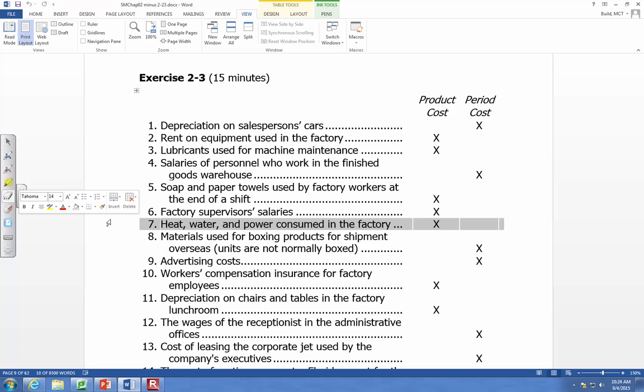Monica. Factory supervisor salaries. Product cost, that's clear. Direct or indirect labor? Indirect, because they're supervising. Good. Heat, water, and power consumed in the factory. So here's the issue. If it says factory, it's all product. If it says facility, and your facility is part factory and part headquarters, then it's both. So just product. Good.